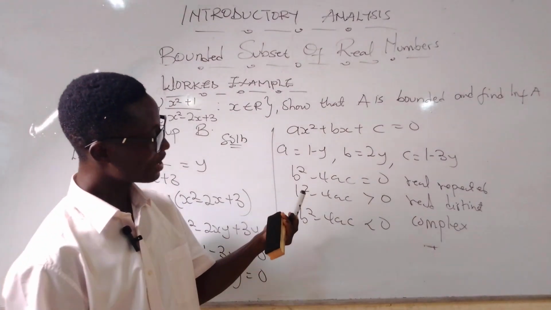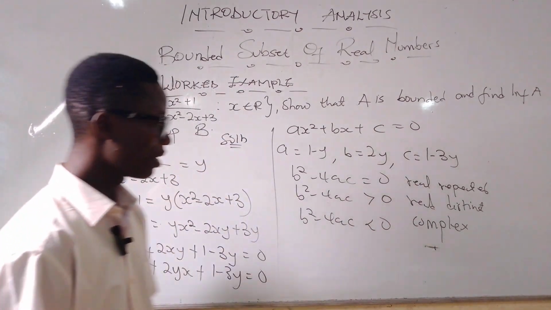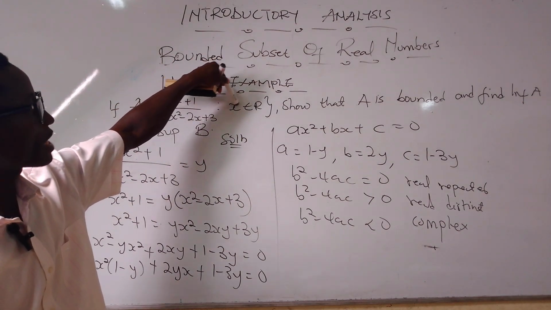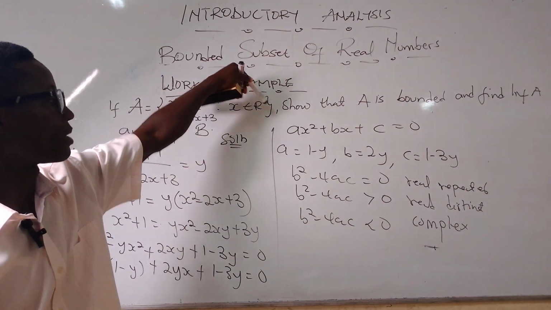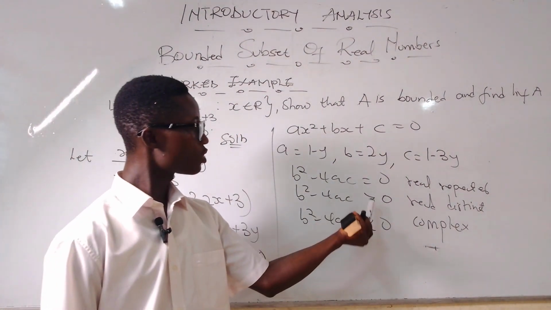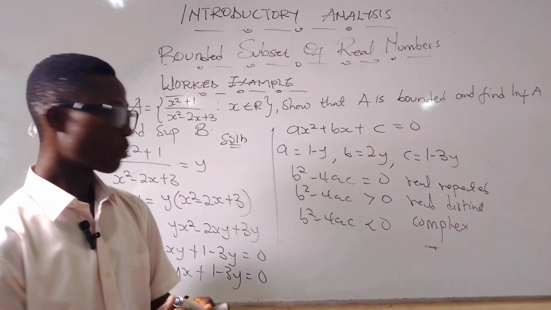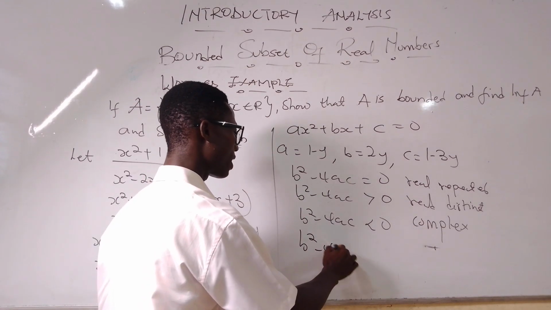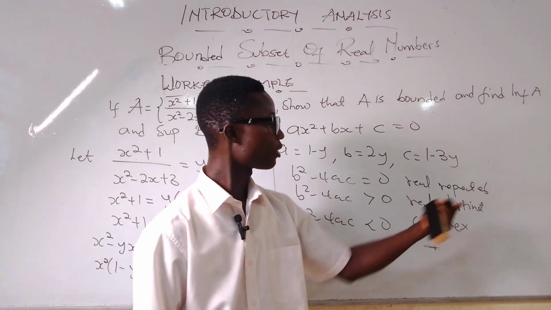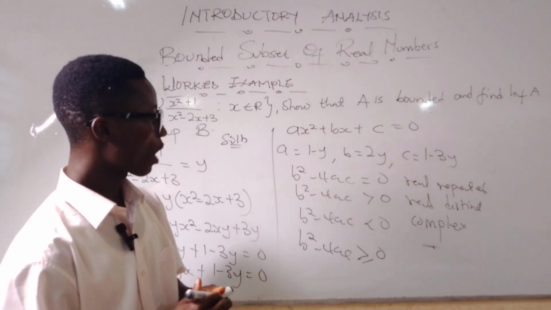Now, how are we able to determine whether the roots will be real repeated, real distinct, or complex? We can fix that from the idea that x belongs to the real numbers. If x belongs to the real numbers, it means there's no need for complex roots. So this implies that we are going to fuse either real repeated or real distinct together. So I'm going to write b squared minus 4ac is greater than or equal to 0. That means it can be real repeated or real distinct. I'm going to use this discriminant to solve for the values of y.